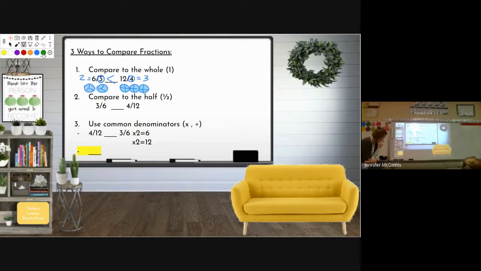So 3 is half of 6. So that's half. Then 4/12, 6 is half of 12. So 3/6 is equal to 1/2. She's saying 3/6 is equal to the half because 2 3s make a 6, right? And 4/12 is less than the half. So we can say that 3/6 is bigger because we're comparing it to the half.